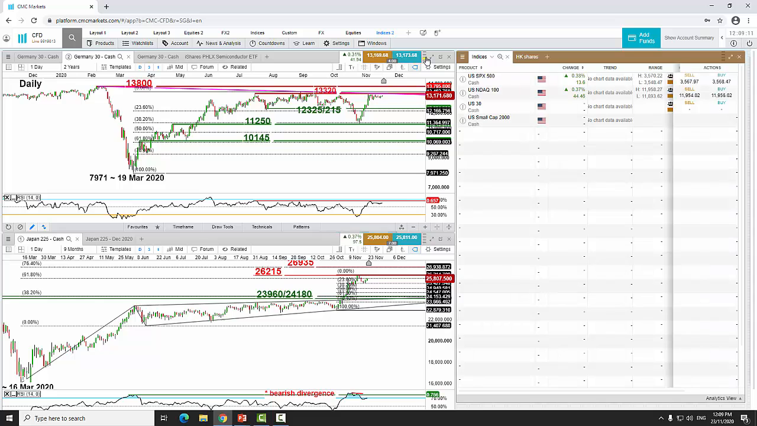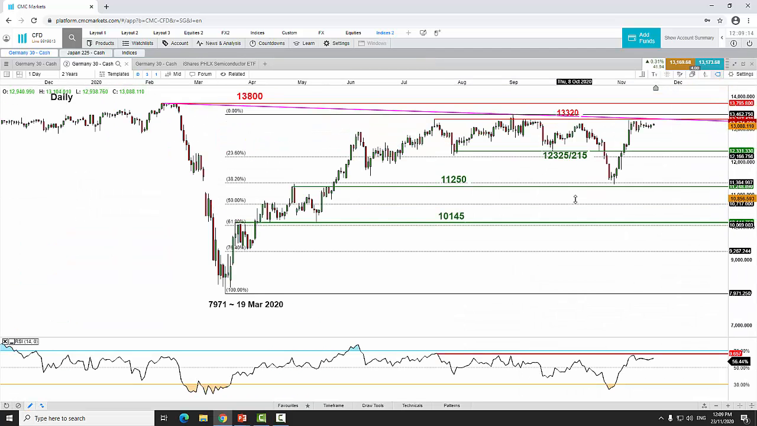Okay, so pretty much unchanged as well for the German 30 index. Since this push up, it has been kept by this descending resistance that is in place since the all-time high of 12 February 2020. So it has now been capping the price action for the third time in a row at 13,320. Daily RSI is still below a resistance level at the 66 level.